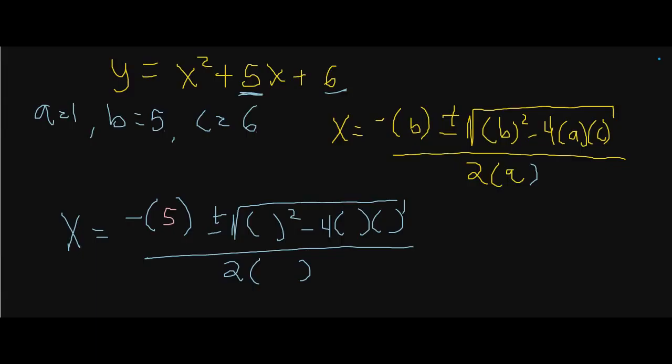All right, so now I just replace it. Well, this is b squared. Well, b was 5, so I'll put 5 here. Minus 4a, well, a is equal to 1, so I'll put 1 here. And then c, well, my c was equal to 6, so I'll put the 6 here. Now this is all divided by 2 times a. Well, the a was 1, so that's just 2 times 1.